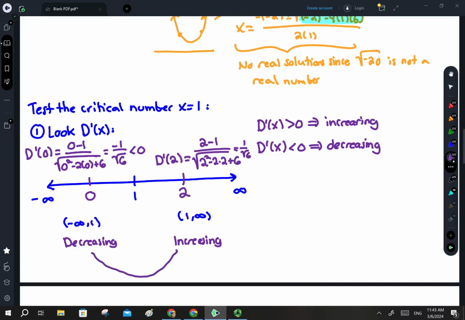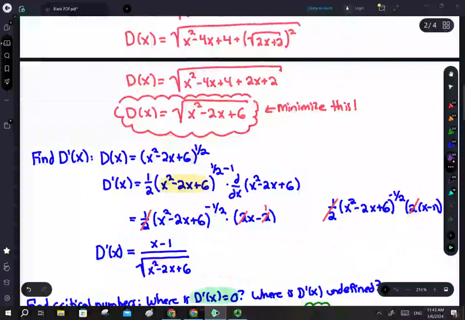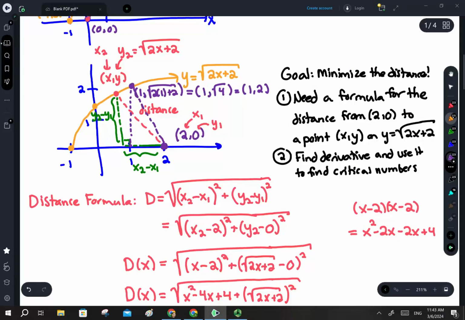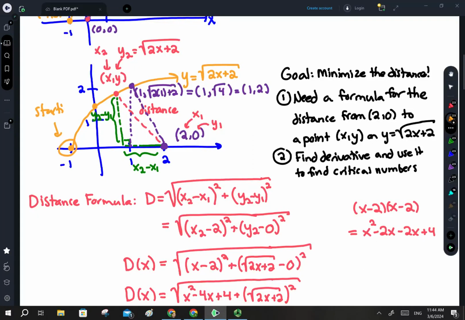And because this was our only critical number, the only other thing that we could reasonably check would be, are there any endpoints to this function? So a lot of times when we find mins and maxes on an interval, we have a starting x and an ending x. If we go back to our graph, we can see that there's no ending x, because this graph goes on forever. X goes to infinity and we still have this square root curve. Clearly those points are going to be farther away. But we do have a starting x, because the square root function starts at x equals negative 1.